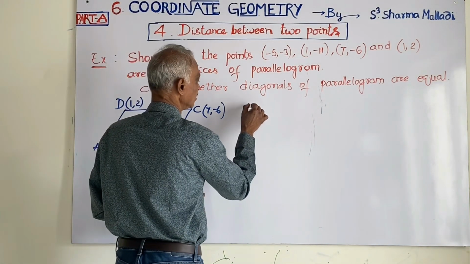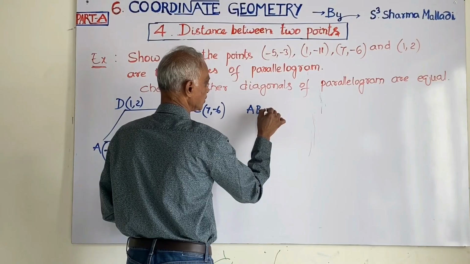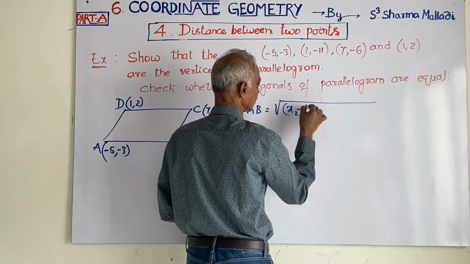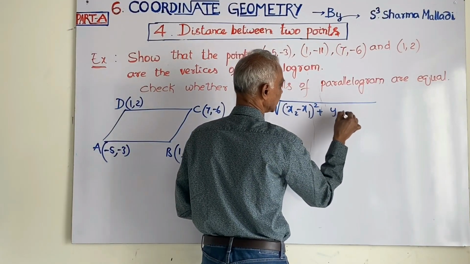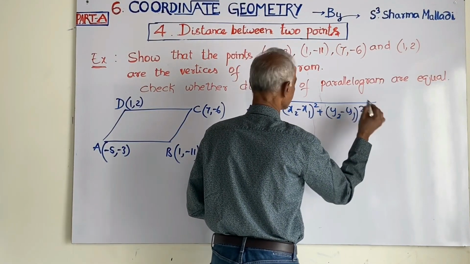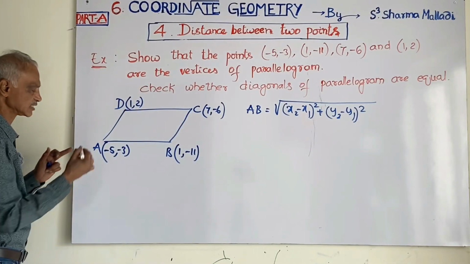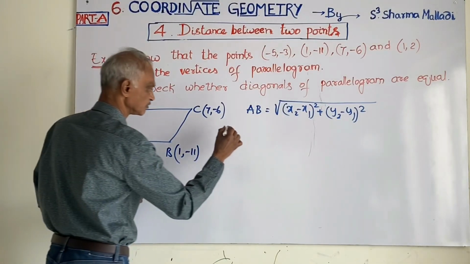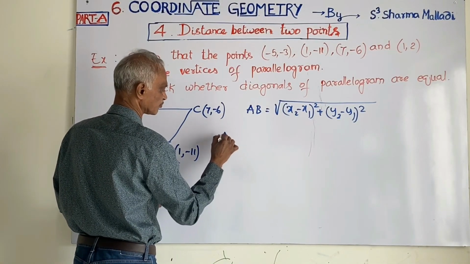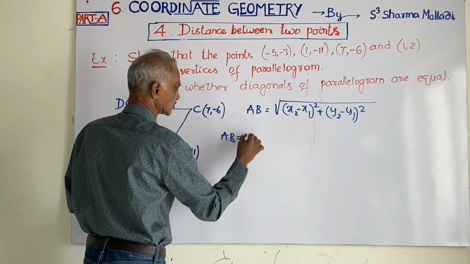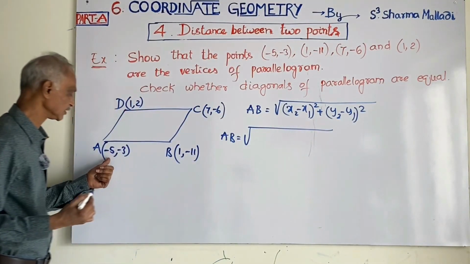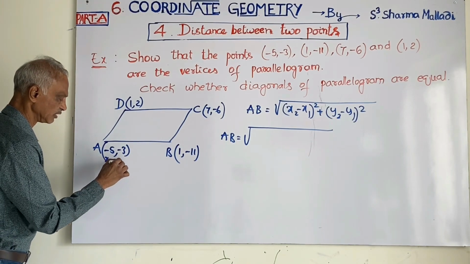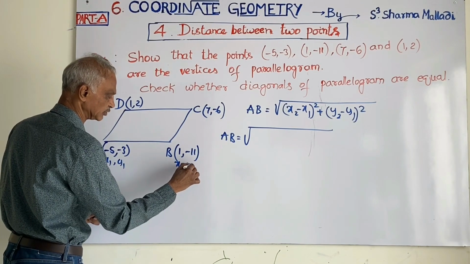What is the formula for the distance between 2 points? AB is equal to the root of (x2 minus x1) whole square plus (y2 minus y1) whole square. Now, first you find the distance between A and B and D and C. What is the distance between A and B? Square root of, you take this is x1, y1 and this is x2, y2.